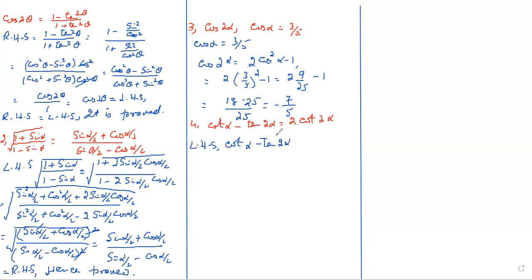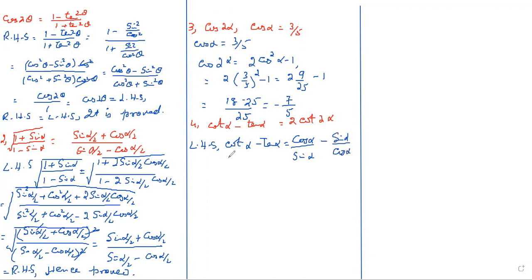So rather this question is tangent alpha, not 2 alpha. This question is tangent alpha, okay? It is tangent alpha and it is also tangent alpha. So which can be written as cosine alpha over sine alpha minus sine alpha over cosine alpha.